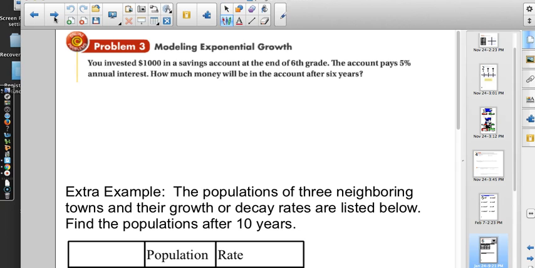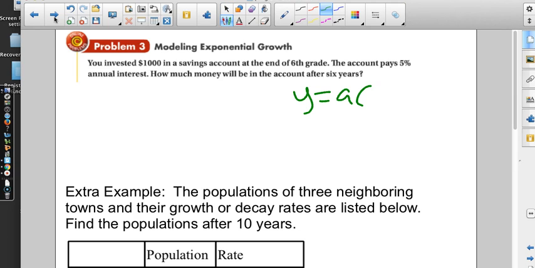Well, we're still going to use this wonderful little formula that we have. Y equals A times 1 plus R to the T, because it is a savings account. You are going to make money. We need the plus. But what we have to do is figure out where everything's going to go. So first things first, A is initial amount. So how much did you put in that bank account?